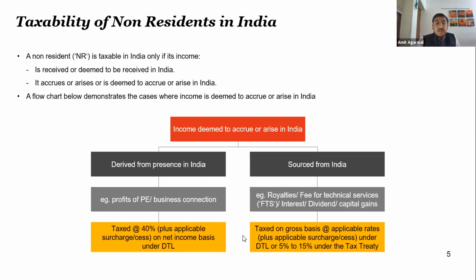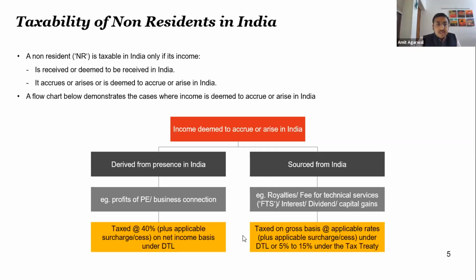Again, an important element to keep in mind, because we are doing an ICAI course, the India angle will definitely be important to consider. The point is, in what cases would there be a taxability of a non-resident in India, or when can income be said to be taxed in the hands of a non-resident in India. There are two elements to it. One, if this income is received or deemed to be received in India, or accrues or arises, or is deemed to accrue or arise in India.